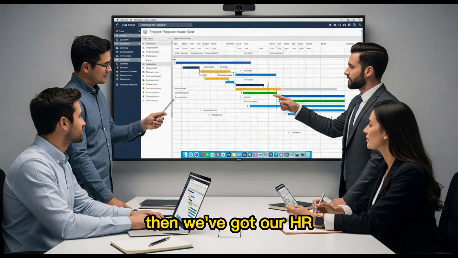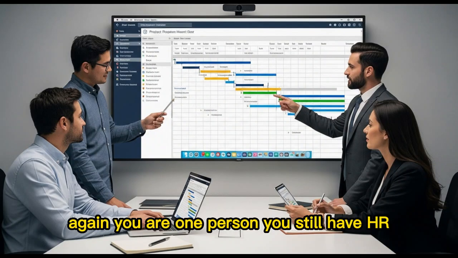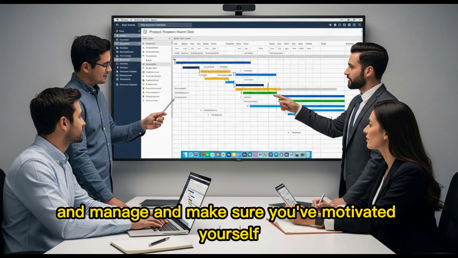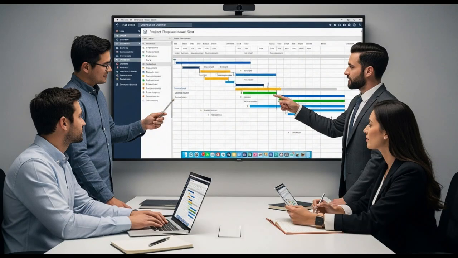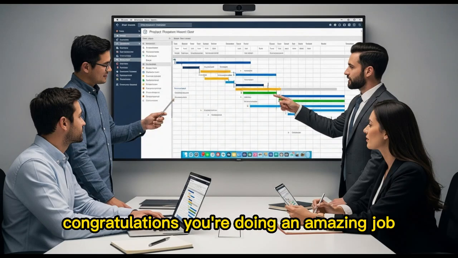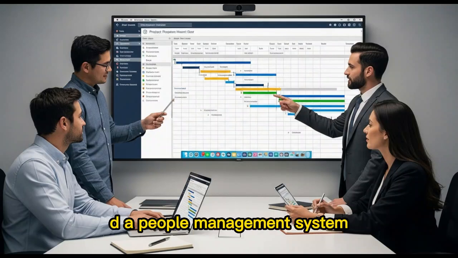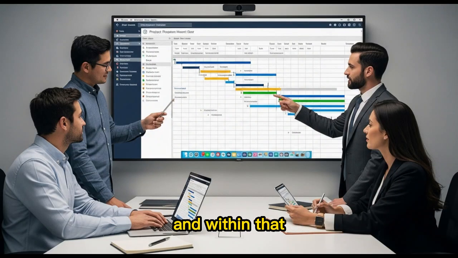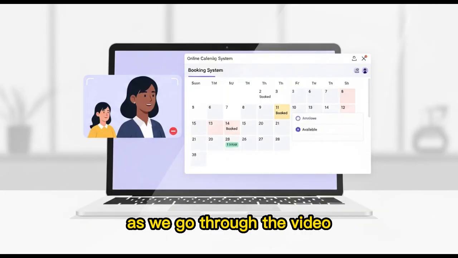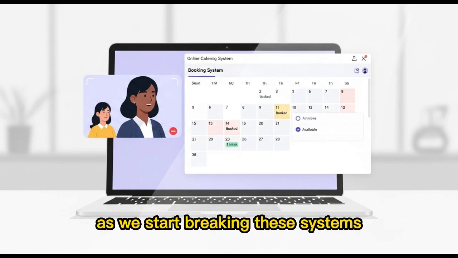Then we've got our HR, which is your people management system. Again, you are one person, you still have HR, you still need to pay yourself, you still need to actually do the work and manage and make sure you've motivated yourself. And if you've got 10,000 people in your company, congratulations, you're doing an amazing job, but also you're still going to have an HR function, i.e. people management system, and within that we are going to have a look at little bits of details as we go through the video, so make sure you stick around till the end as we start breaking these systems down a little bit more.